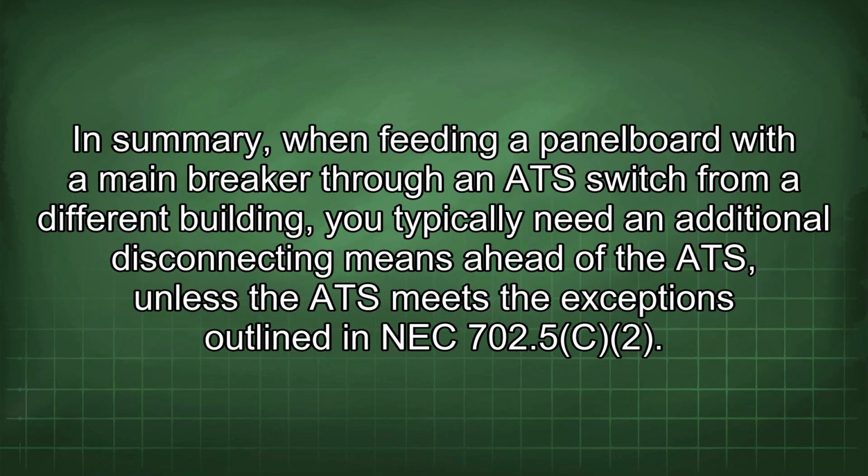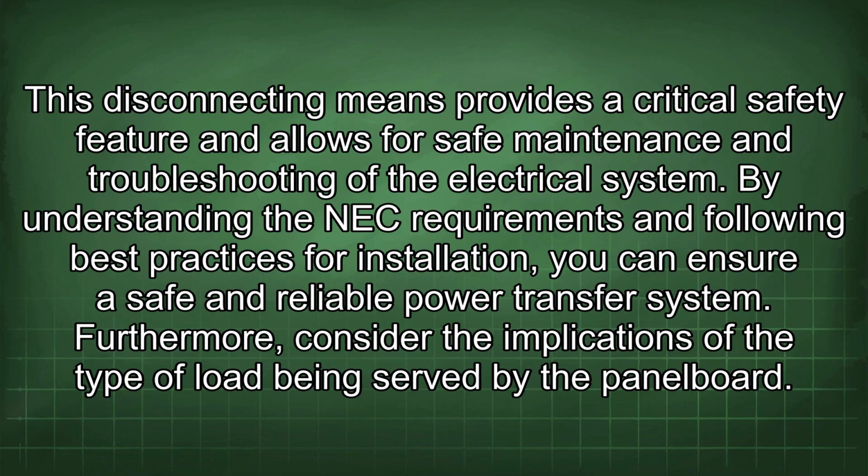In summary, when feeding a panel board with a main breaker through an ATS switch from a different building, you typically need an additional disconnecting means ahead of the ATS, unless the ATS meets the exceptions outlined in NEC 702.5(C)(2). This disconnecting means provides a critical safety feature and allows for safe maintenance and troubleshooting of the electrical system. By understanding the NEC requirements and following best practices for installation, you can ensure a safe and reliable power transfer system.